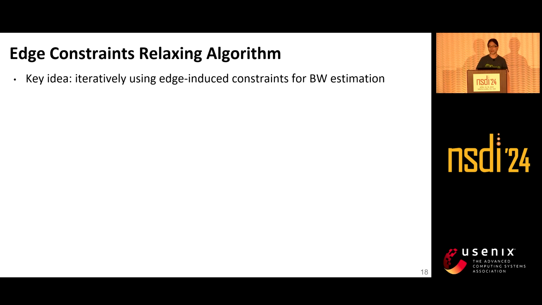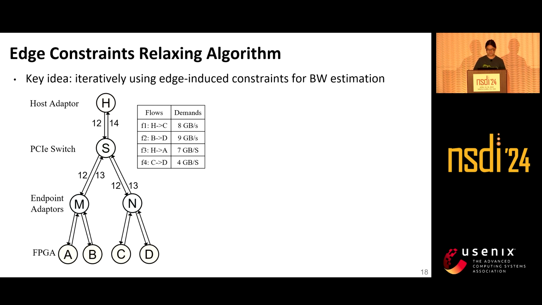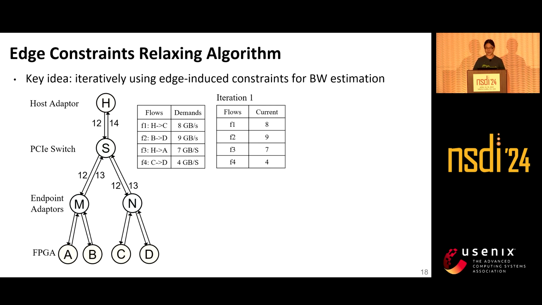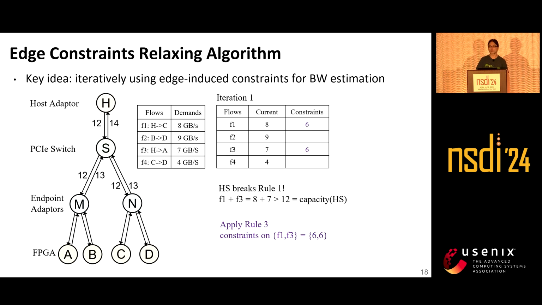Now let's discuss this edge constraint relaxing algorithm. The key idea is to iteratively use edge-induced constraints to update the bandwidth estimation. We use our testbed topology as an example. At the beginning of the iteration, we set the bandwidth demand as the bandwidth estimation. And then we check each edge to find which of these edges are oversubscribed. For example, now the edge HS is oversubscribed. It breaks the rule 1 because it has flow 1 and flow 3. The aggregated bandwidth of these two flows is 15 GB per second, which is larger than its capacity, 12 GB per second. Then we apply the rule 3 to find the max-min share of the capacity, which should be 6 and 6 GB per second. That enforces two constraints on the flow 1 and 3.